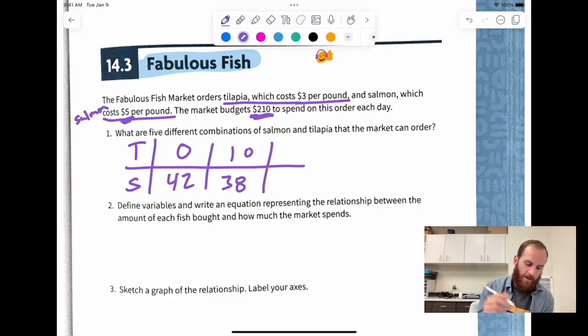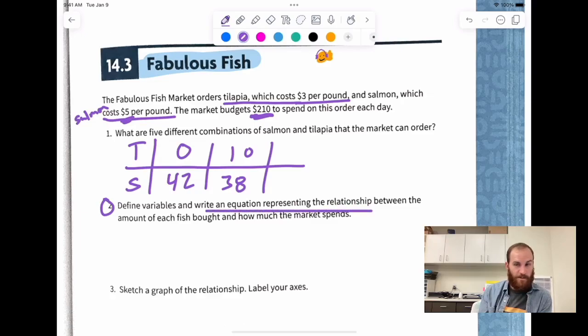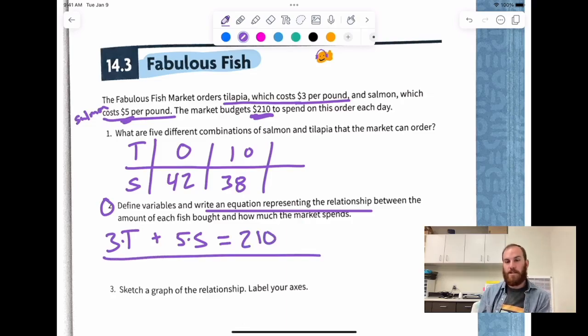And I'll tell y'all a little bit about the equation. It might be easier to write the equation first if you're defining variables and writing an equation representing the relationship. So before I do the next one, let's actually talk about the equation. All right, so we've got the amount of salmon and the amount of tilapia. The tilapia costs $3 per pound, and the salmon costs $5 per pound. So to get the cost of tilapia, you're multiplying 3 times the pounds. To get the cost of the salmon, you're doing 5 times the pounds of salmon. Add those together, and it should equal 210. Okay, that's your equation.